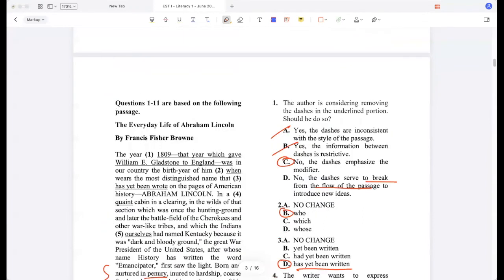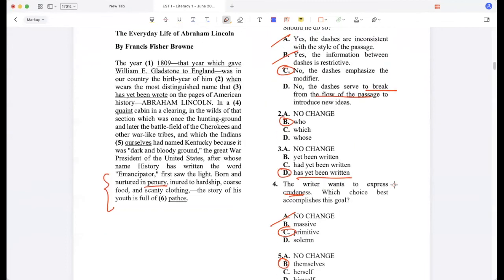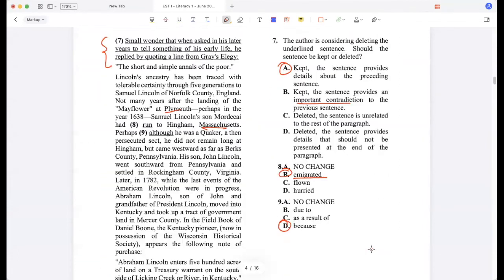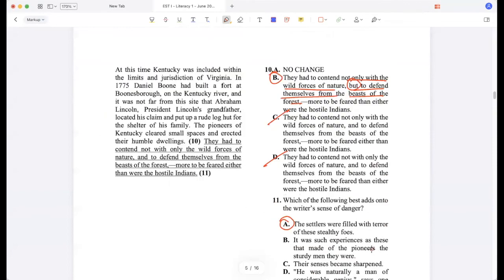Okay, let's create this. Literacy one, passage one: C, B, D, C, B. Number six: A, B, D, B, A.